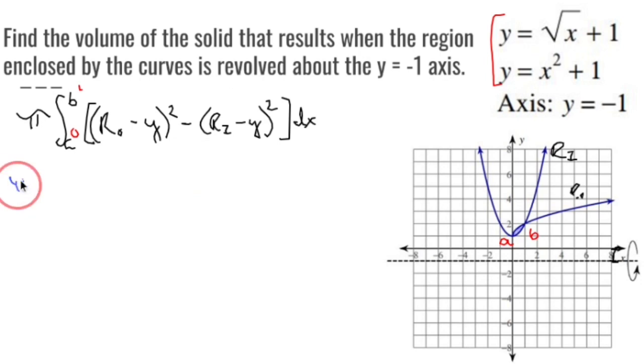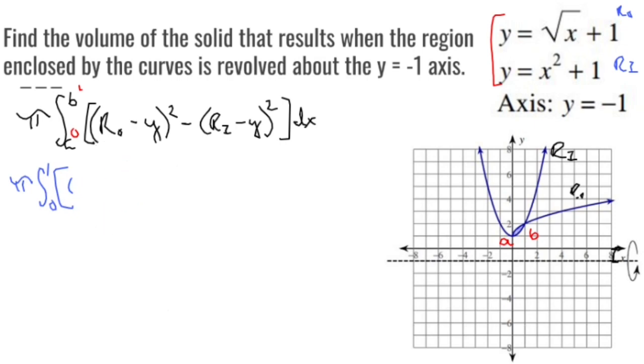Pi, integral, upper limit, lower limit, bracket, r sub o. I called the square root. So I'll call you r sub o, I'll call you r sub i. So this is going to become r sub o.